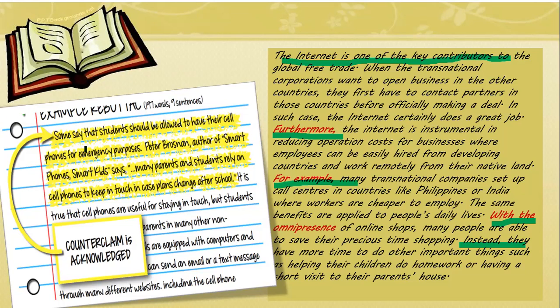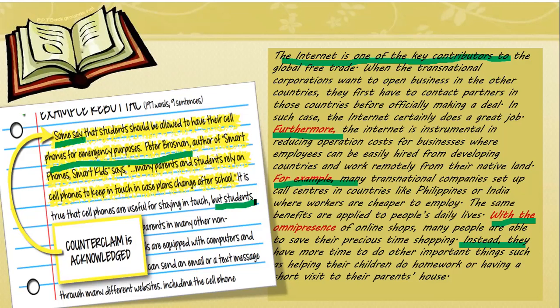Look at this example. Some say that students should be allowed to have their cell phone. This is another topic regarding the cell phone. Some say, now who are they? They are the opponents. The author of Smart Kid says many parents and students rely on cell phones to keep in touch in case plans change after school. It is true that cell phones are useful for staying in touch, but students... and then the counter argument is given.